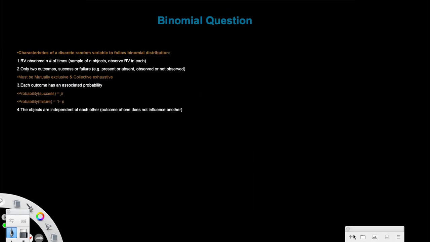So now let's zoom in on the binomial probability distribution, or the binomial question. In order for a scenario to follow the binomial distribution, it needs to satisfy 4 conditions. The first one is that the random variable needs to be observed n number of times within the scenario. The second is that we only need 2 outcomes, either a success or a failure. By that we mean something needs to be either present or absent, observed or not observed. Also, the 2 outcomes here must be mutually exclusive, which means that they cannot occur at the same time.